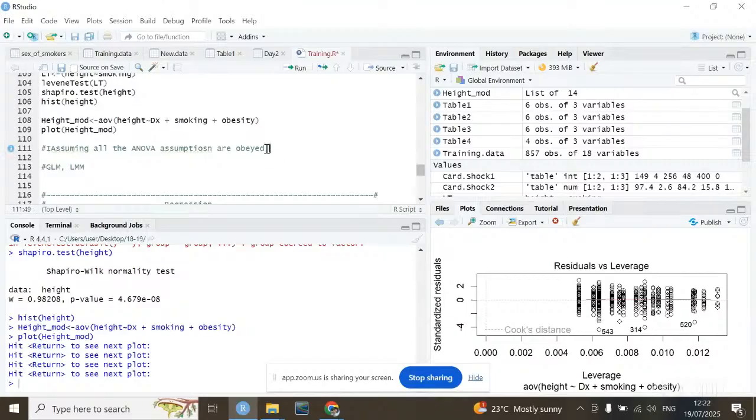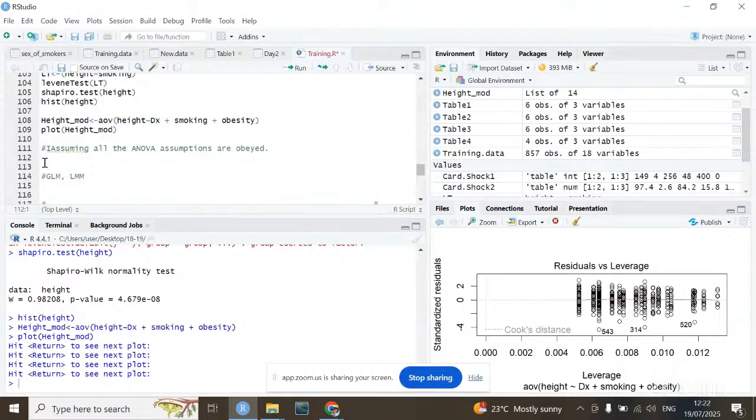This one is normally common for the people who do experiments, because with experiments there is some kind of control. So sometimes the assumptions are obeyed, sometimes they are not. If the assumptions are obeyed, you just proceed directly to your ANOVA. If they are not obeyed, then I'm coming there.